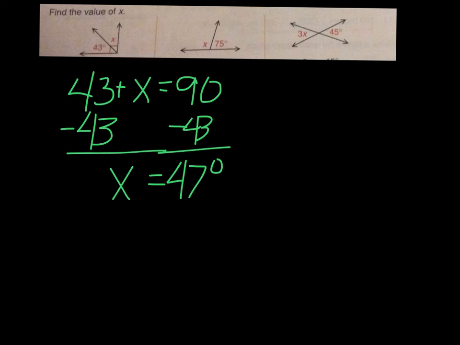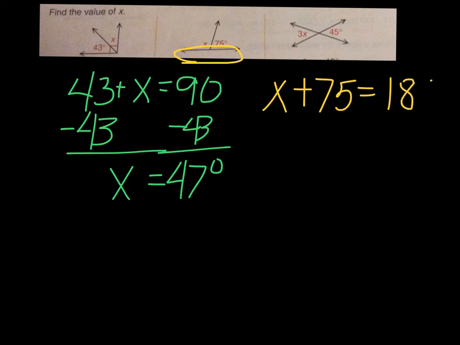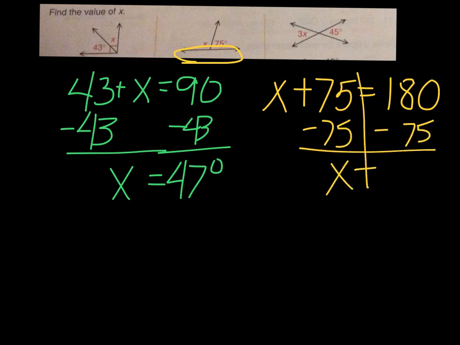All right, I hope that's what you got for the first one. For the second one, we have x plus 75 equals, and this part right here, that's 180 degrees, I remember. So 180. So then when I subtract 75 from both sides, I get x equals 105 degrees.